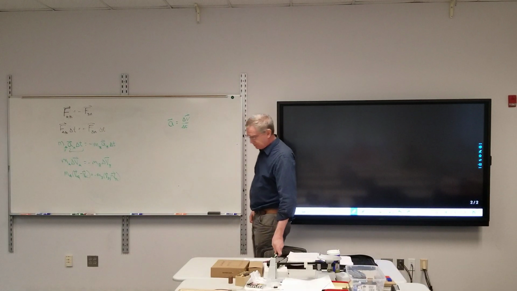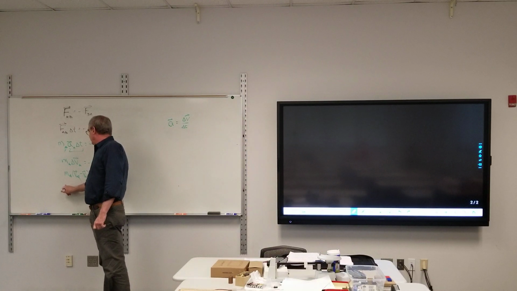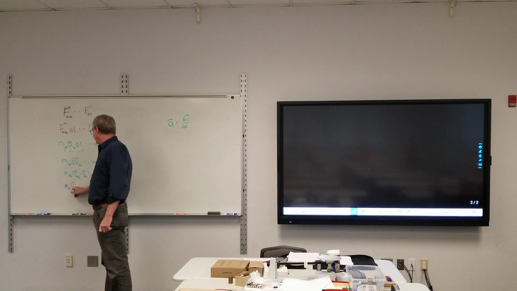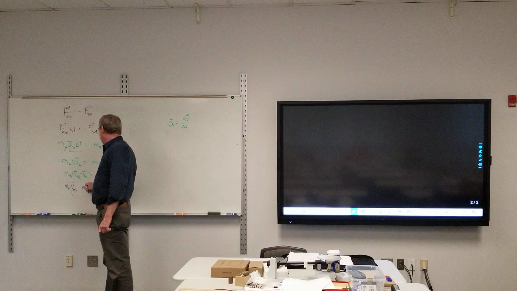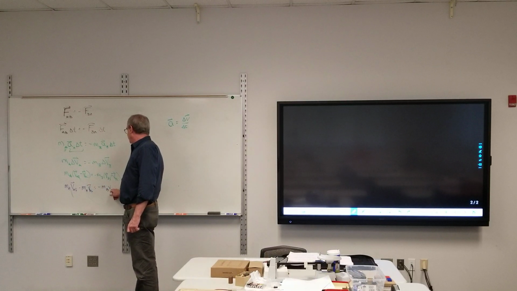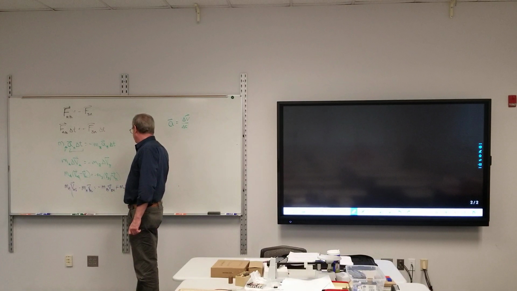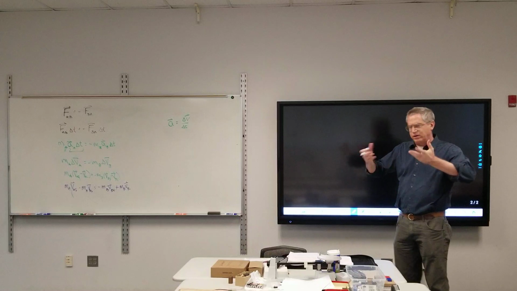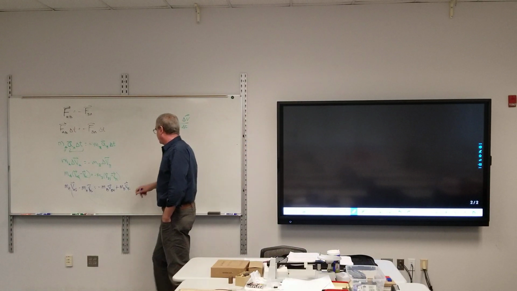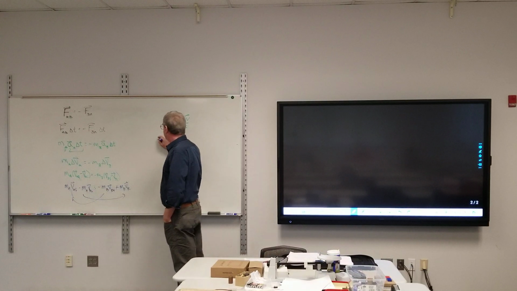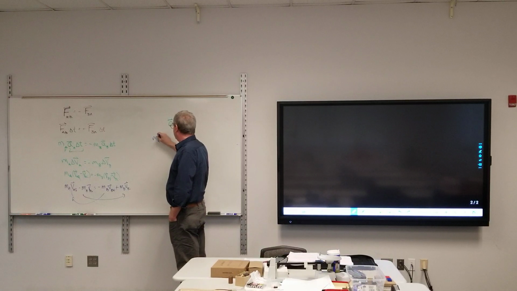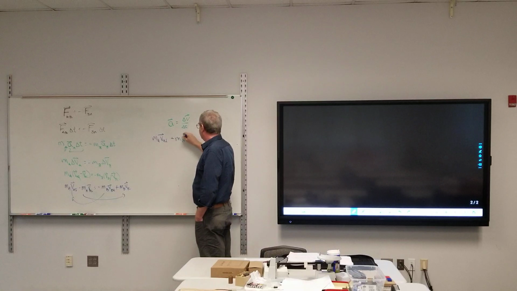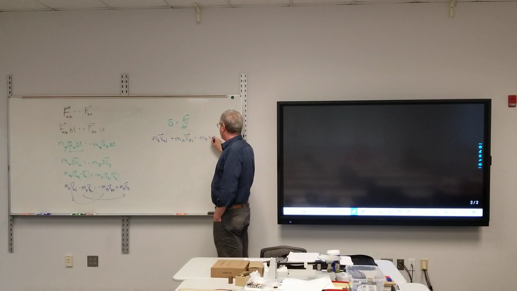I'm now going to distribute. So I have m_A v_A final minus m_A v_A initial is equal to negative m_B v_B final plus m_B v_B initial. Now I'm going to get all the initial terms on one side and the final terms on the other. So that means bringing this over to the right-hand side, that over to the left-hand side. So I have m_A v_A final plus m_B v_B final equals m_A v_A initial plus m_B v_B initial.